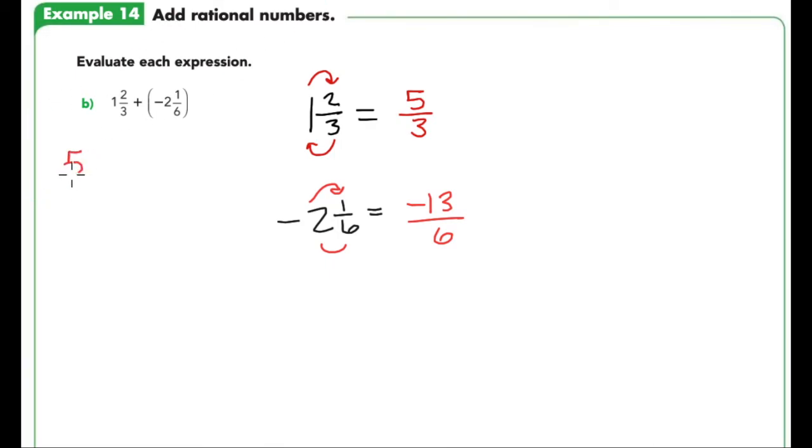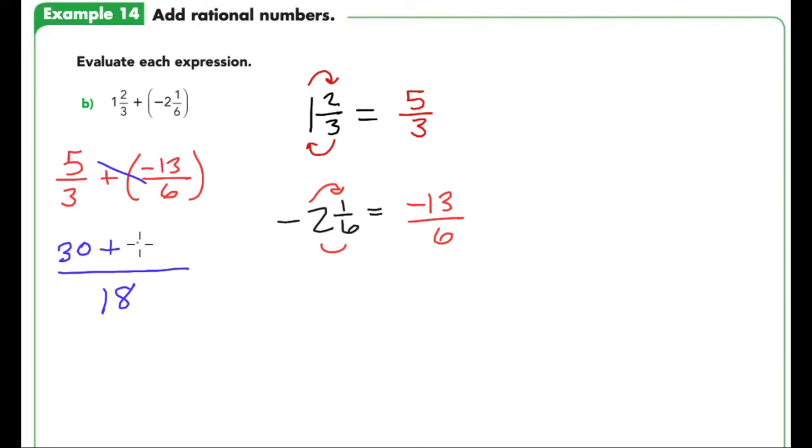So now we could rewrite our problem as 5/3 plus a negative 13/6. And again, to find our common denominator, we could use our least common denominator in this situation. We don't have to multiply 3 by 6, but since we've been using that method, we're going to stick with it. So 3 times 6 on bottom would be 18. 5 times 6 is 30, plus 3 times a negative 13 is a negative 39.